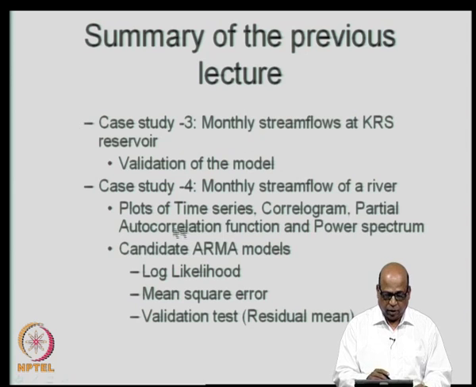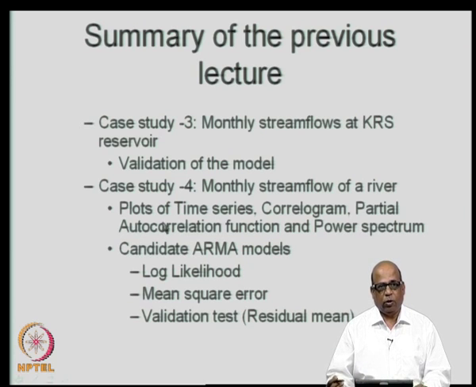For the case study 4 again we plotted the time series, we plotted the correlogram, partial autocorrelation function and the power spectrum. Then we formulated several candidate models of the ARMA type. For each of the model we computed the log likelihood function, the mean square error and thereby identified a model for synthetic generation of the stream flows as well as for one time step ahead forecasting using the mean square error criteria. Then we formulated the residual series and then on the residual series we did the validation test.